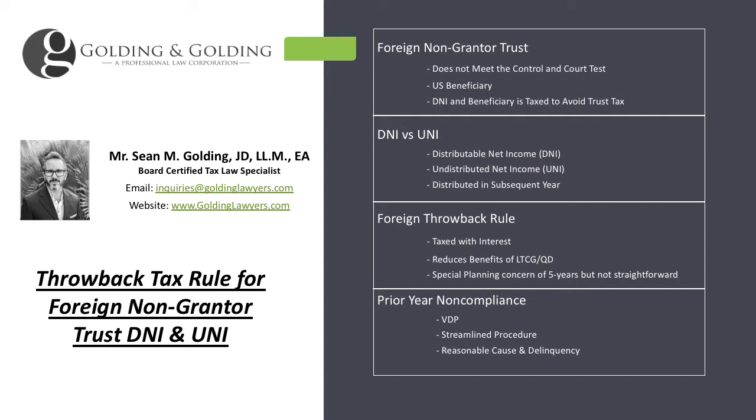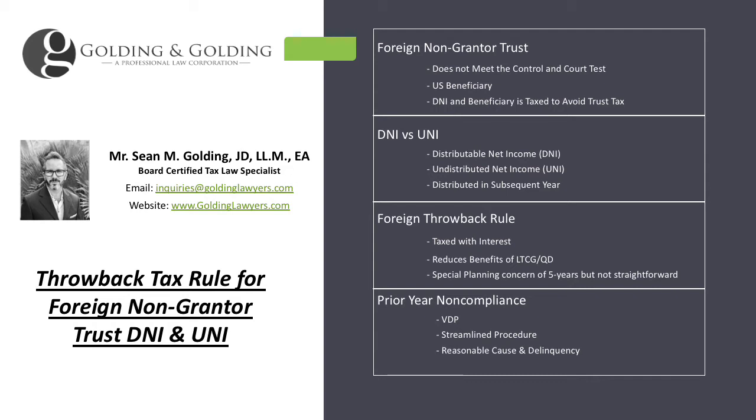So typically the Throwback Tax Rule applies to foreign non-grantor trusts. Let's assume, for purposes of this brief summary, it's a foreign trust, it doesn't meet the court or the control test, etc., and there are U.S. beneficiaries. A non-grantor trust gets taxed differently than a grantor trust. With a grantor trust, the grantor owner gets taxed. With a non-grantor trust, the beneficiaries get taxed, or the trust if it's not distributed out. Okay, it's a separate entity.